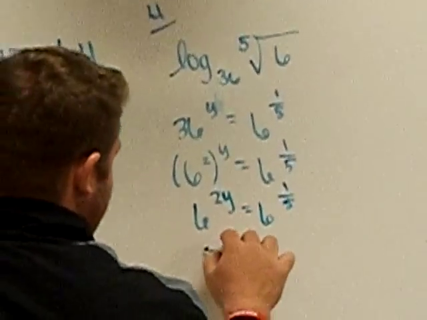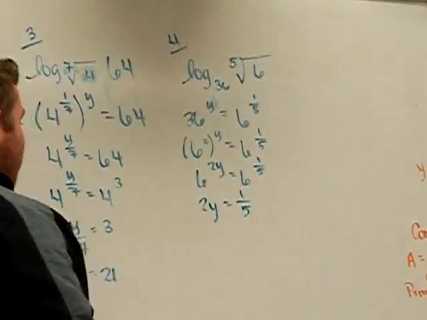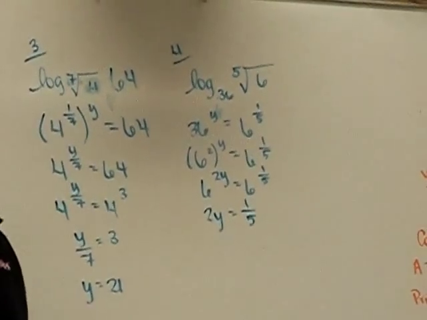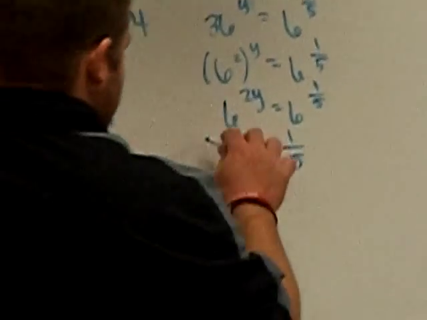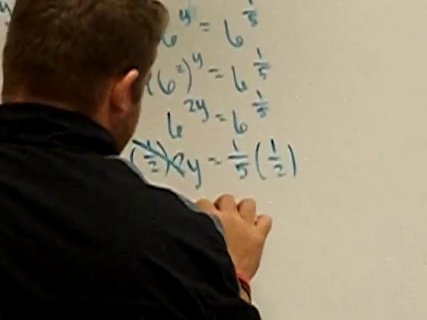Bases are the same, drop them, set your exponents equal to each other. I can either divide by 2 or multiply by 1/2. The easiest thing to do is multiply by 1/2 to get rid of that 2, go down with the y. So, y equals 1/10.